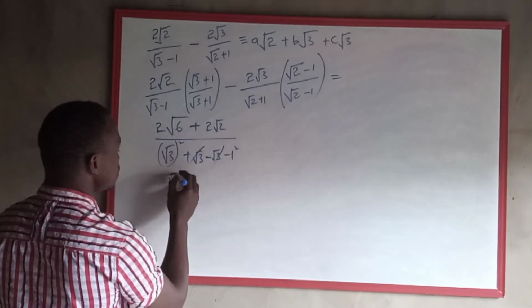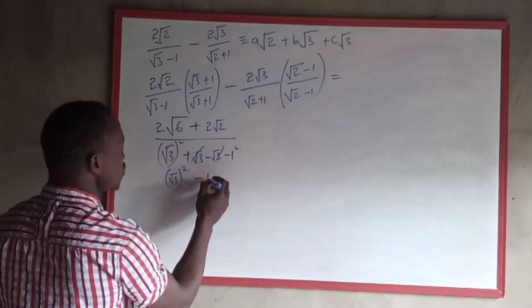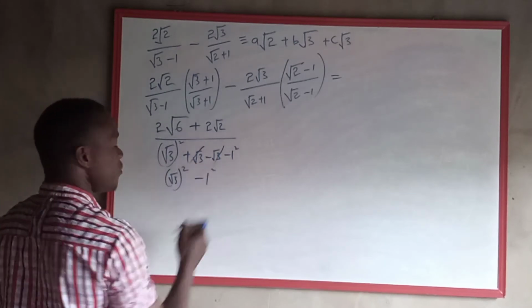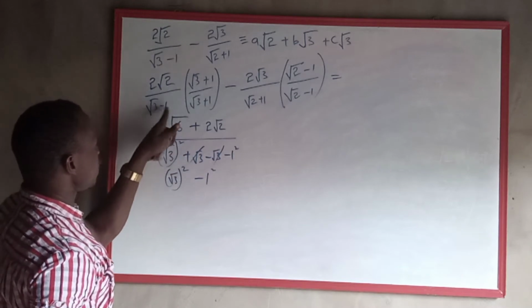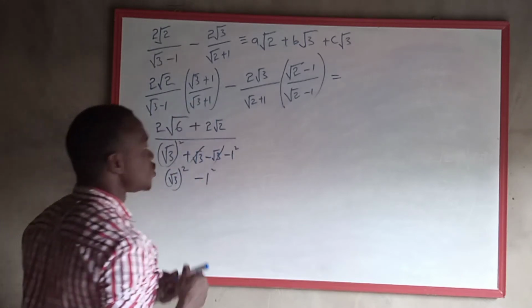So we're going to be left with root 3 squared minus 1 squared, or minus 1. So if we had just done root 3 times root 3 squared, minus 1 times 1, we had that as that, it would have worked.